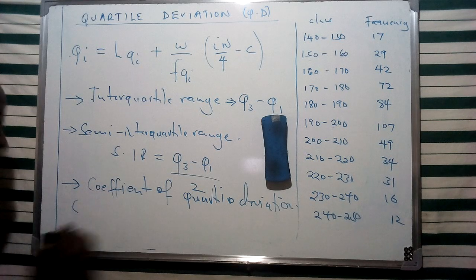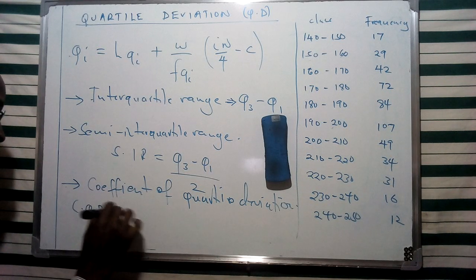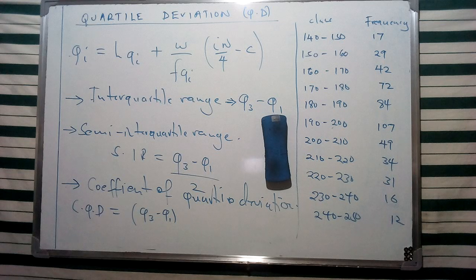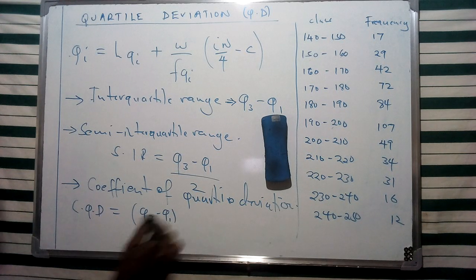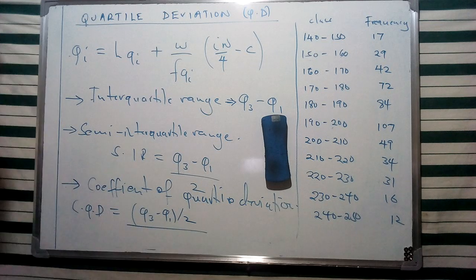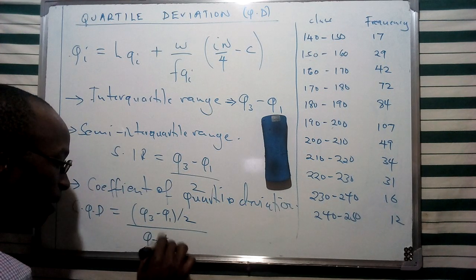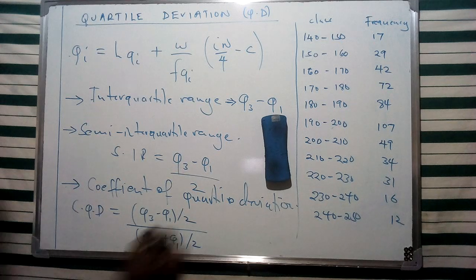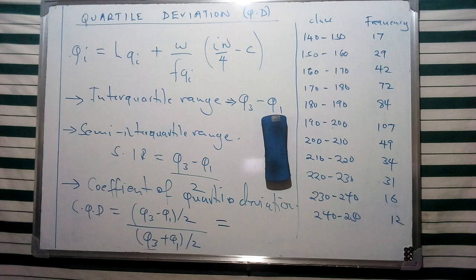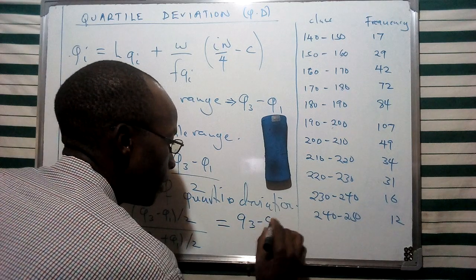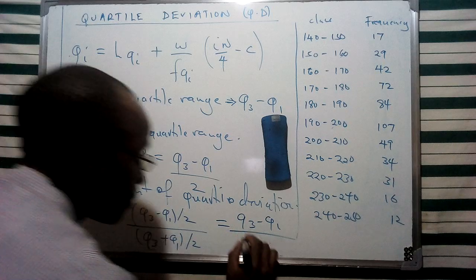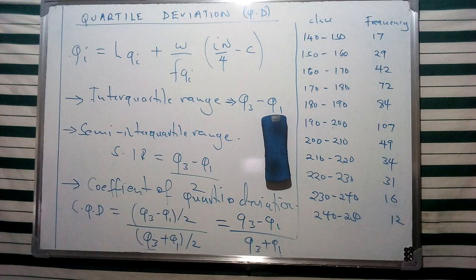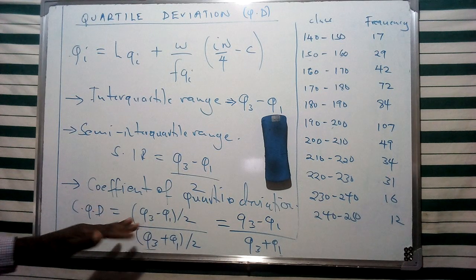So basically this is going to be initialized as the coefficient of quartile deviation, and this is going to be the ratio of Q3 minus Q1, divided by 2, over the sum of Q3 plus Q1, divided by 2, still given as such. So basically this is going to give us the difference between the third quartile and the first quartile, and the sum of those specific quartiles, Q3 plus Q1, and that's going to give us the coefficient of quartile deviation. Now this is going to give the average amount by which the two quartiles differ.